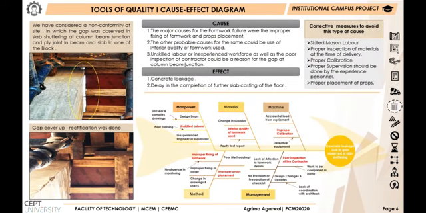The quality cause and effect diagram tool is considered for a non-conformity at site in which a gap was observed in slab shuttering at the column beam junction and ply joint in beam and slab. Below, we made the diagram in which we consider 5 major M's, which are manpower, material, machine, method and management. For this analysis, we have mentioned the causes and effects for each. The major causes are improper fixing of formwork and props placement, unskilled labor, as well as poor inspection. And the major effects were concrete leakage and delay in completion.